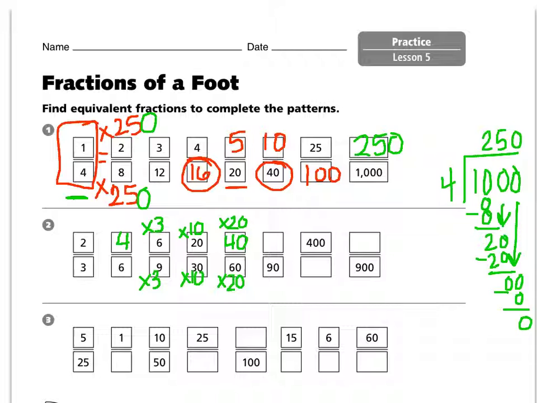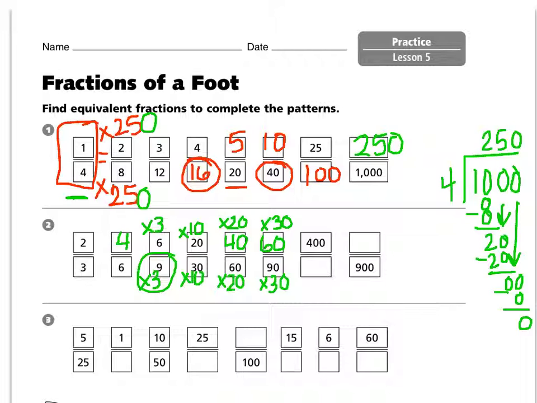I do the same thing. 3 times what is going to get me 90? Well, I know back here I did 3 times 3 would equal 9. So if I do 3 times 30, it equals 90. Do it to the numerator. 2 times 30 is going to equal 60.